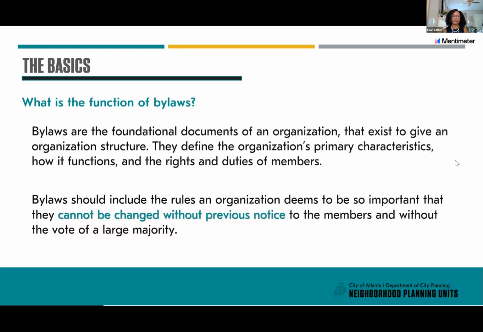Bylaws should also include the rules that an organization deems to be so important that they cannot be changed without previous notice to the members and without the vote of a large majority. One easy example that I like to give is if your NPU or your organization always serves sweet tea and cookies, you may decide one night that instead of serving sweet tea and cookies, you want to serve lemonade and lemon cake. That is not so important that you need to take a vote, especially not a vote that requires a 2/3 majority. So those are not the kinds of things that you want to include in your bylaws.